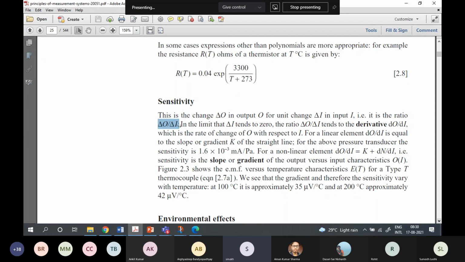So it is important to understand this sensitivity, because typically people construct instruments which give output in a standard range, 0 to 5 volts. So if you have a standard range 4 to 20 milliamperes, these are standard instrument ranges.